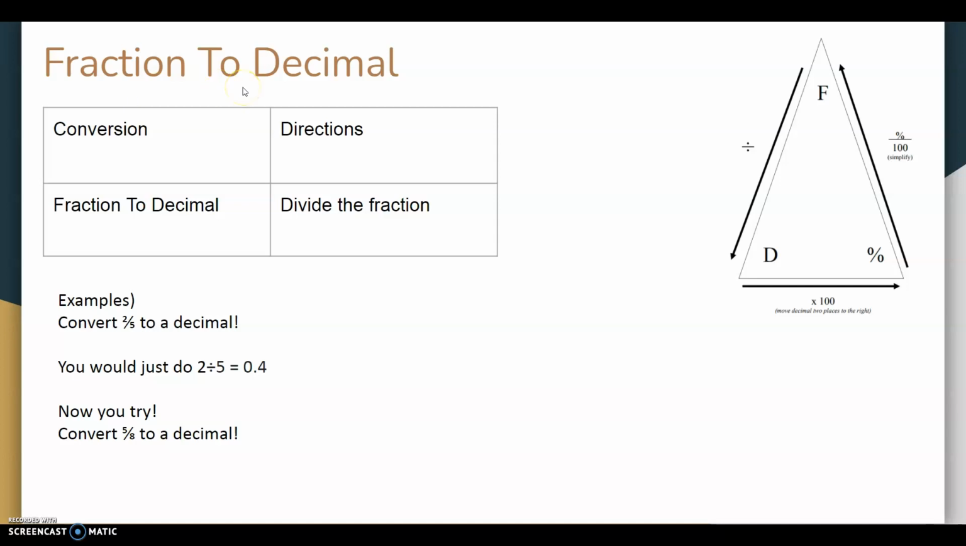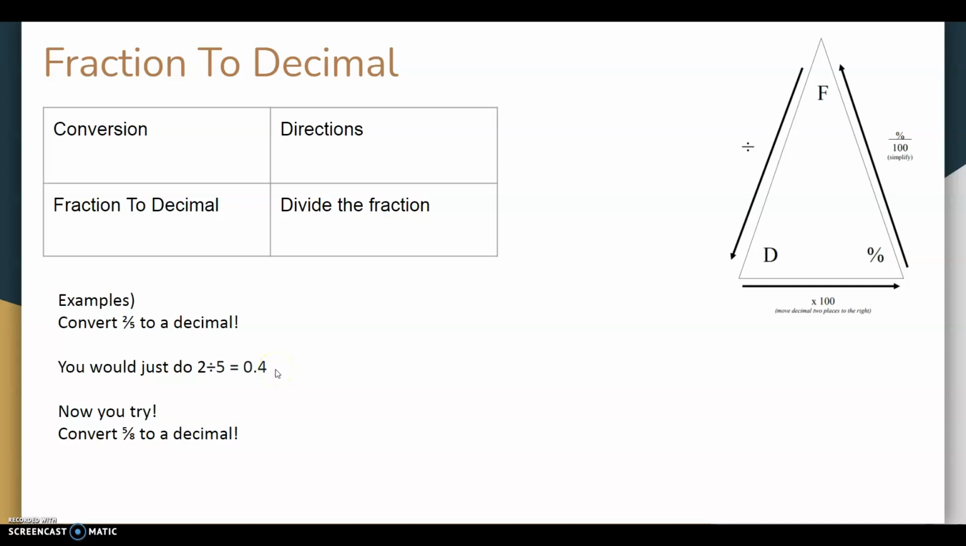Fraction to decimal. Let's talk about fraction to decimal. How we do fraction to decimal is we just divide the fraction. So example, convert 2/5 to a decimal. All you would do is just do 2 divided by 5. So either solve that out with long division or type in your calculator 2 divided by 5. And then you'll get 0.4. That's your answer.